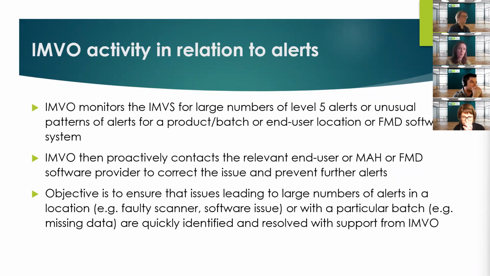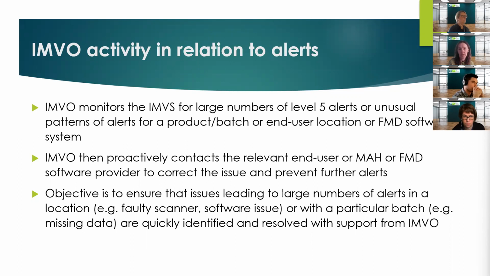IMVO activity in relation to alerts. So IMVO already monitors the NMVS for large numbers of level 5 alerts or unusual patterns of alerts for a product or a particular batch or end user location or a specific F&D software system. We then proactively contact the relevant end user or MAH or F&D software provider to correct the issue and prevent further alerts. So it's an ongoing effort from us all the time, trying to get those avoidable alerts removed from the process.